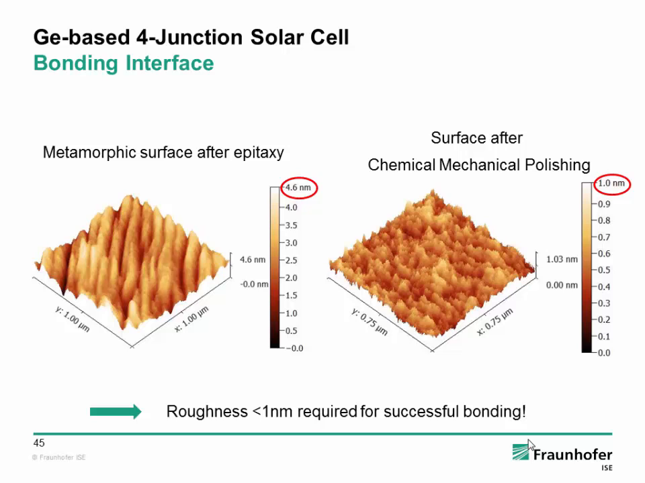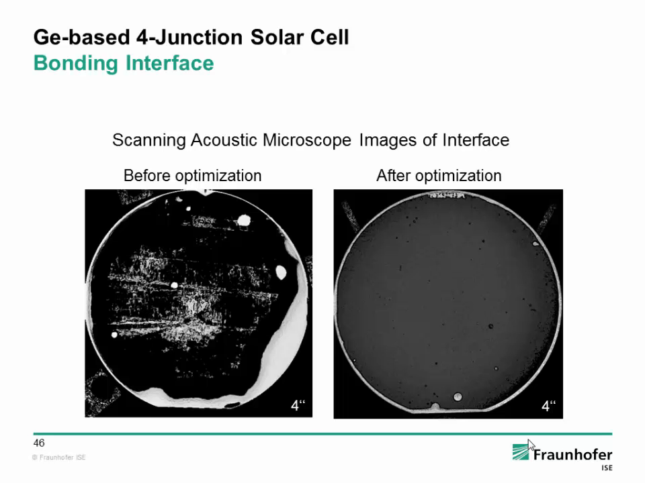So what we do is we do a surface polishing after the growth, and then we can come down to a surface roughness of less than 1 nanometer. And from our experience we know that this surface roughness is sufficient to make successful bonding. It's also a technology which you have to develop, and I show this here by the scanning acoustic microscopy images, where you see in the light spot, these are non-bonded areas, and you see here a lot of difficulties before we start the optimization. After the optimization, we still have some issues here on minor points, but it looks very nice.